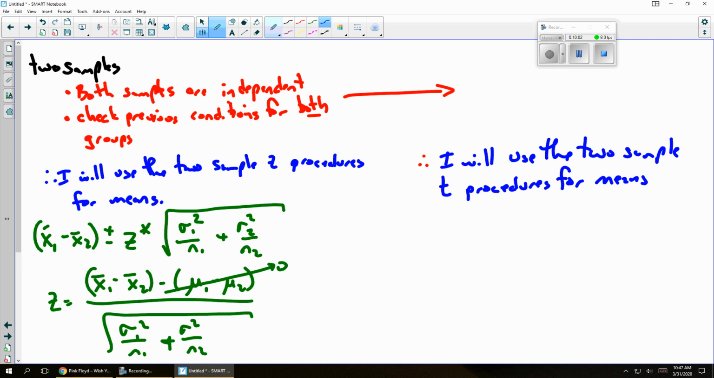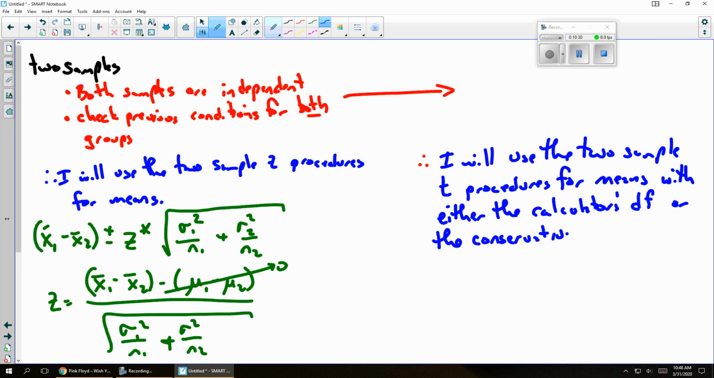Now, we talked about two different ways of doing degrees of freedom for these problems with either the calculator degrees of freedom, whatever it told me with that long formula that we don't have to use, or the conservative degrees of freedom, which is the smaller of n1 minus 1 and n2 minus 1. That's the more conservative degrees of freedom.